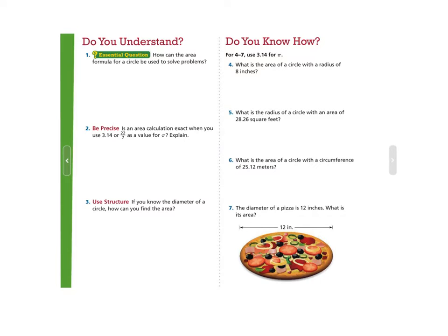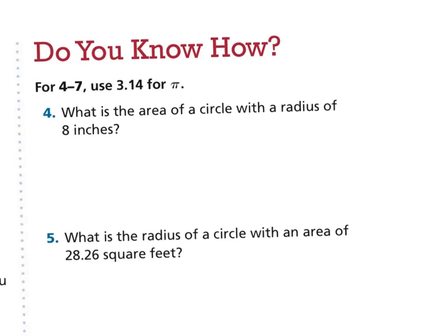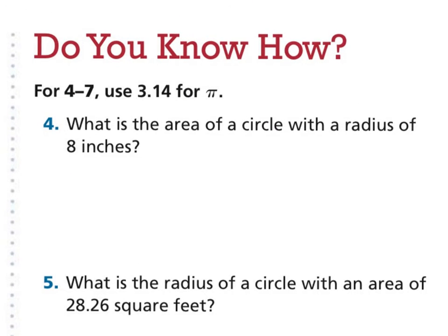So if we look at number 4 and read our directions above that. Number 4 is asking what is the area of a circle with a radius of 8 inches. So again, we can underline some important information here. We want the area of a circle. We know the radius is 8 inches.